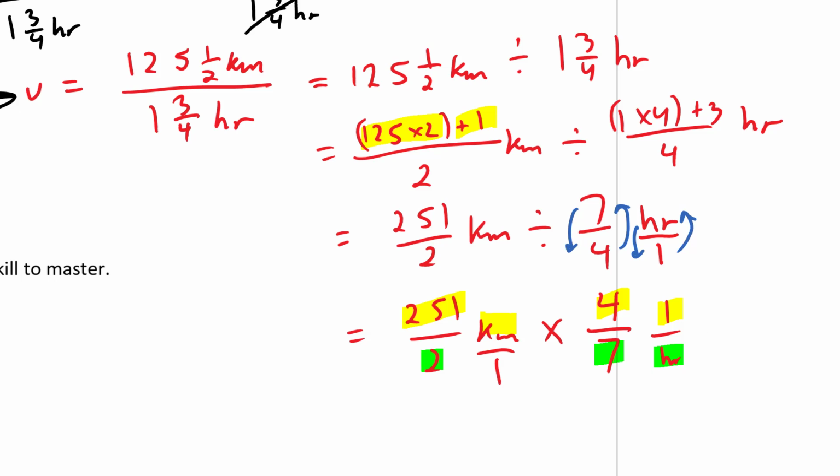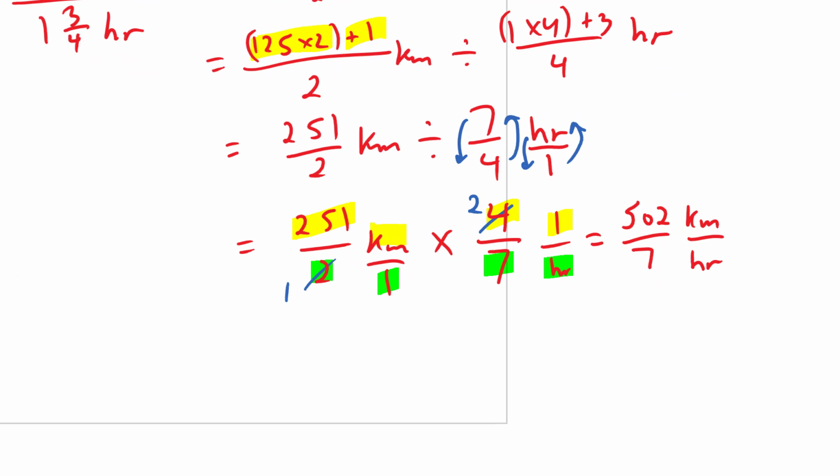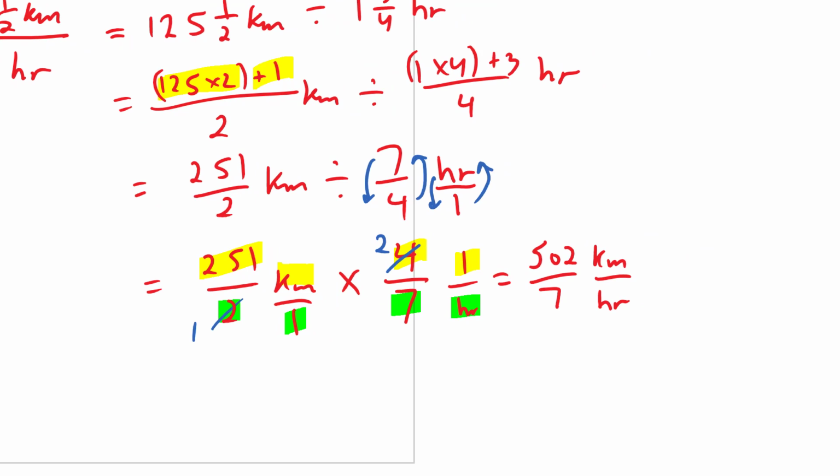Can I simplify anything? I sure can. A 2 on the bottom and a 4 on the top makes that a 2. This now gives me 251 times 2 is 502. And don't forget to multiply this as well, and over here, over 7. Notice what happens with my units here: kilometers on the top and hours on the bottom. This is an improper fraction. Let's turn that into a mixed number. How many times does 7 go into 502?